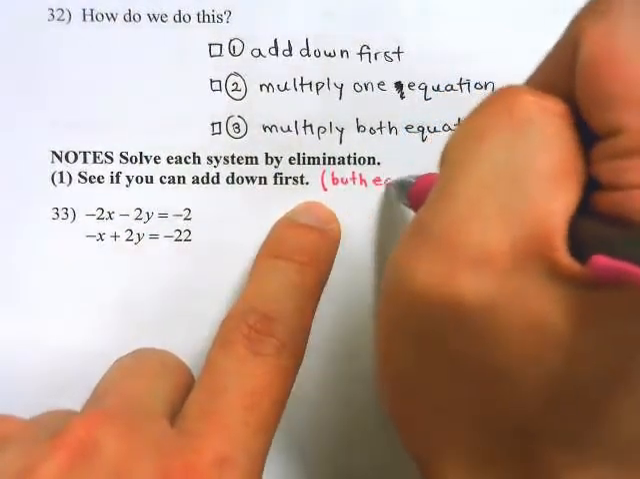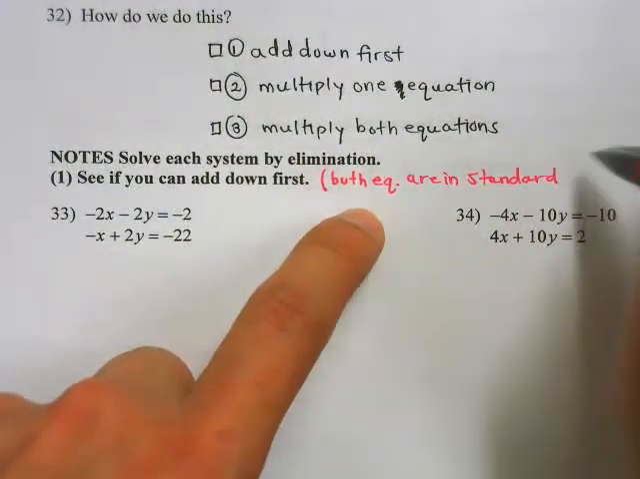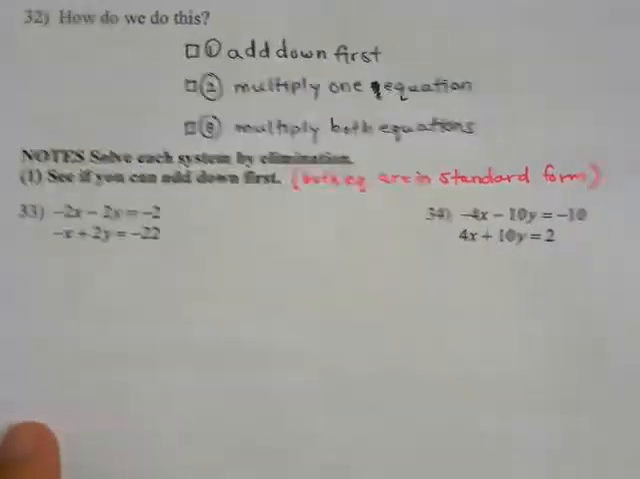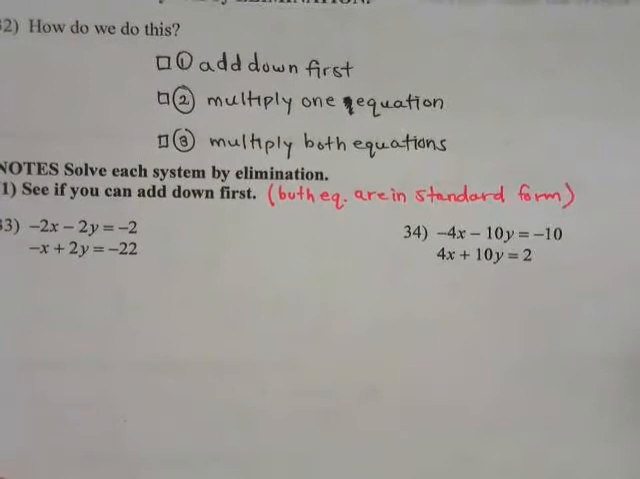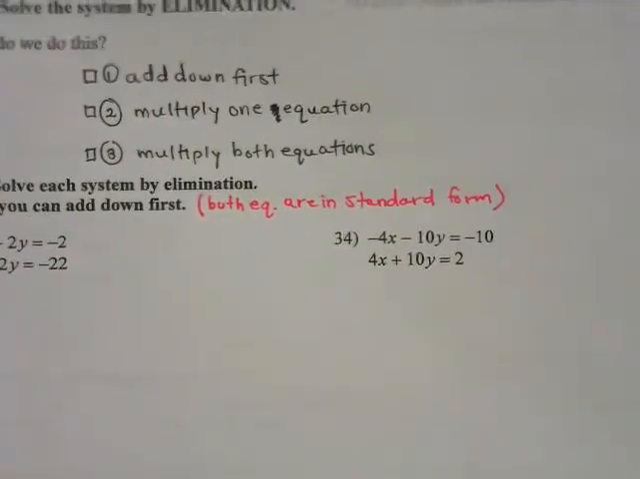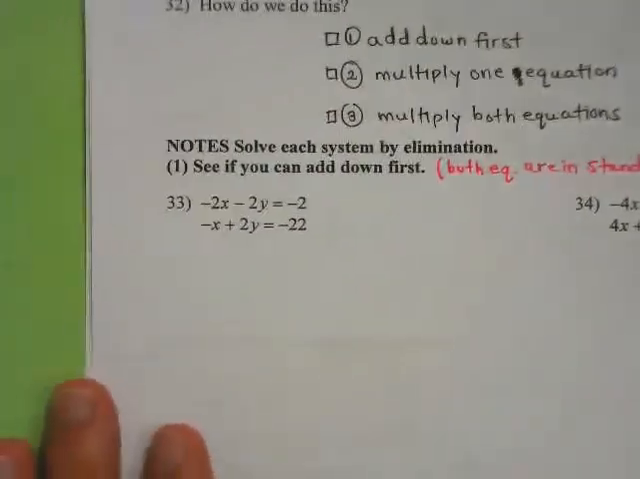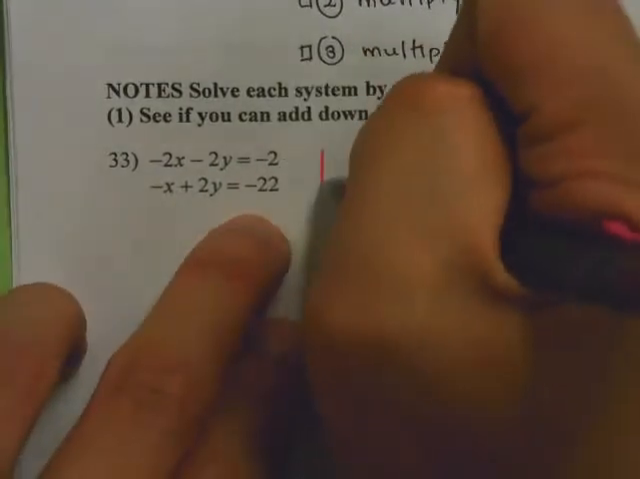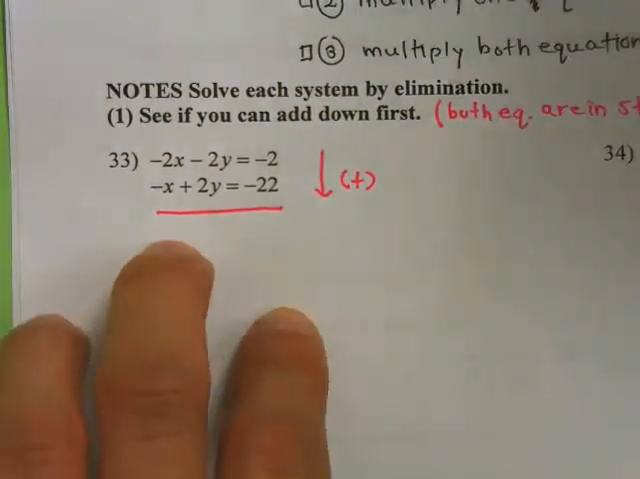Both equations are in standard form. What I like about this technique is we're not going to do any rearranging or changing on the add down first method. Both equations are in standard form. Okay. What I mean by add down first is we're just going to go column by column and see if some of the variables get eliminated.